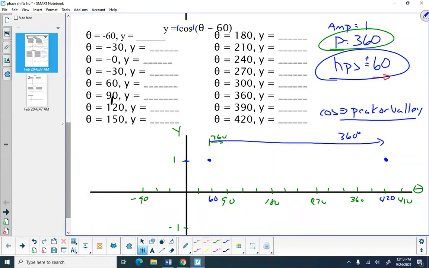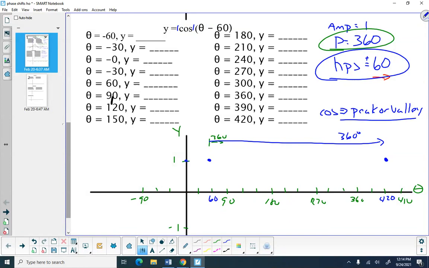Now we play our games of halves. So halfway between 60 and 420. Remember how we talked about on Friday, how do we find the halfway point? We add the two numbers together, divide by a value of 2. So I take my 60 and 420, add them together, divide by 2. 60 plus 420 is 480, and take 480 and divide that by 2. And we should get 240 degrees.